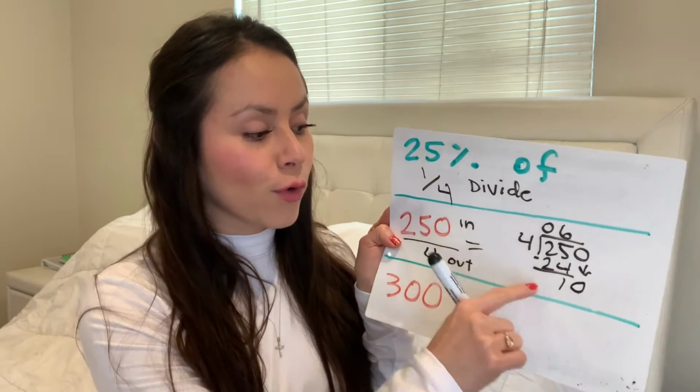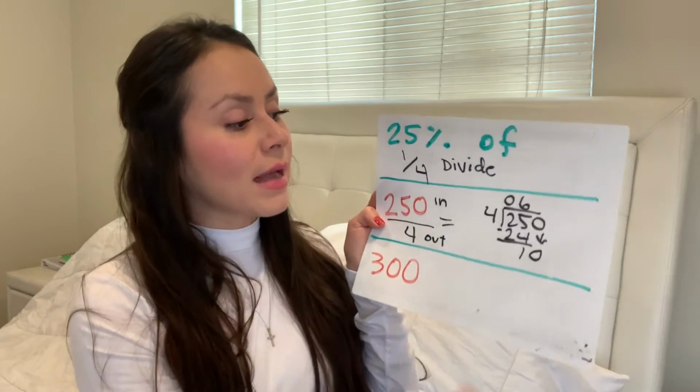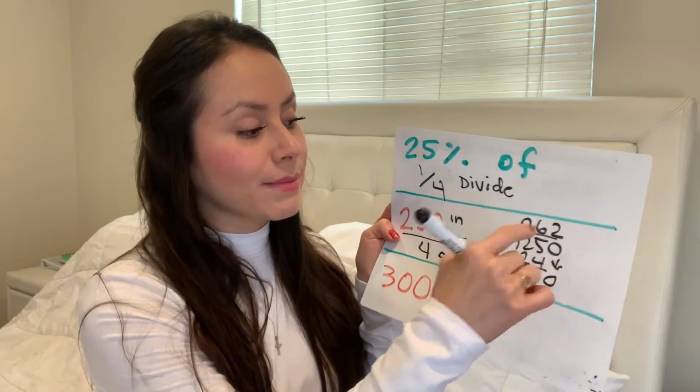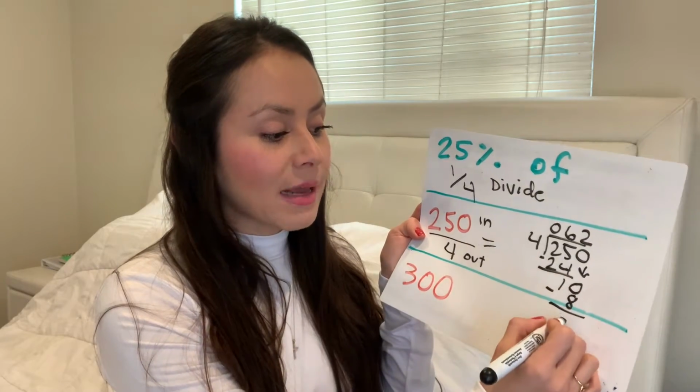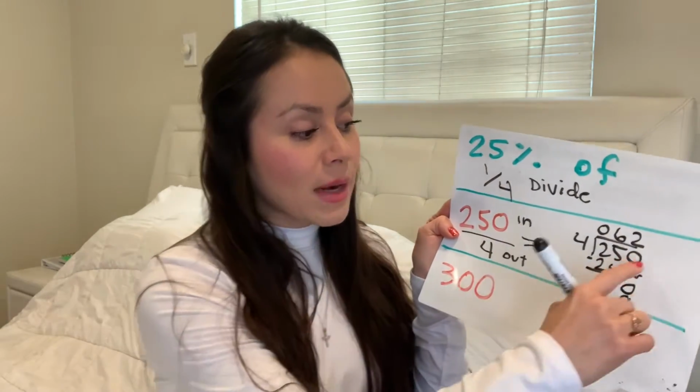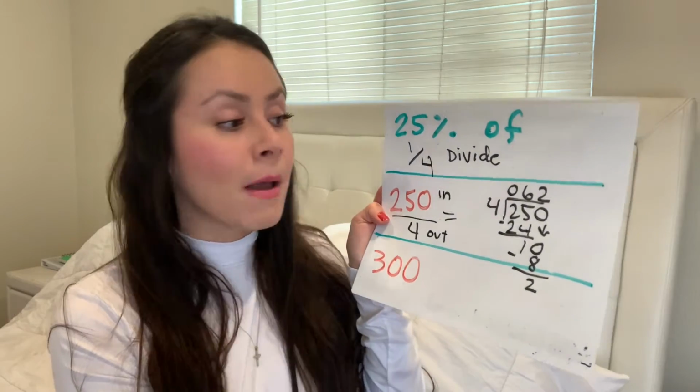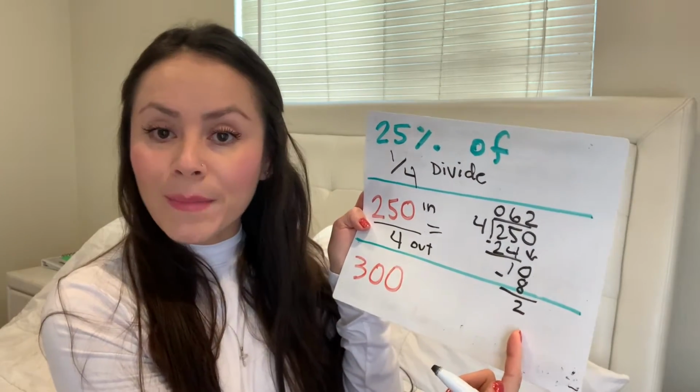How many times does 4 go into 10? That's going to be 2 times because 4 times 2 is 8. So that's going to be 8 right here. You subtract 10 minus 8. That's 2. So now you have no more numbers to carry down. But you want to continue because you have a remainder, right?